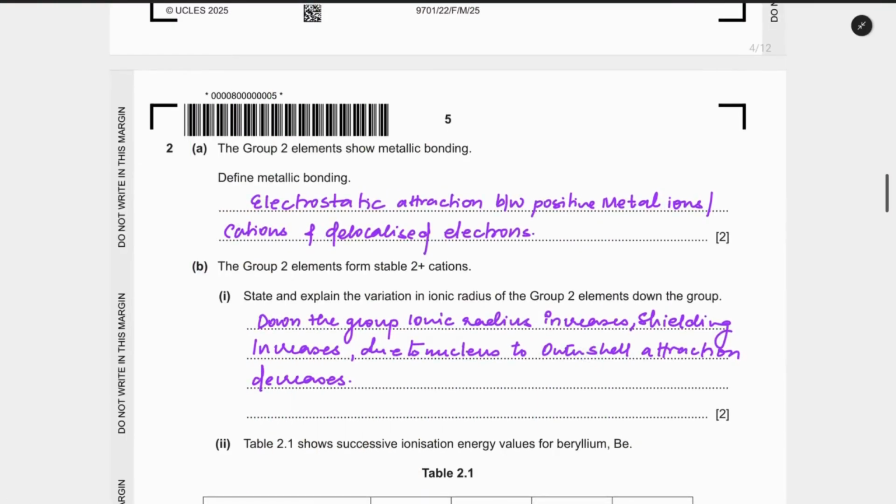Question number 2. Group 2 elements show metallic bonding. Define metallic bonding. Electrostatic attraction between the positive metal ions, cations, and delocalized electrons, that you can also write for metallic bonding. So it is a metallic bonding where the electrostatic attraction takes place between the positive metal ions and delocalized electrons.